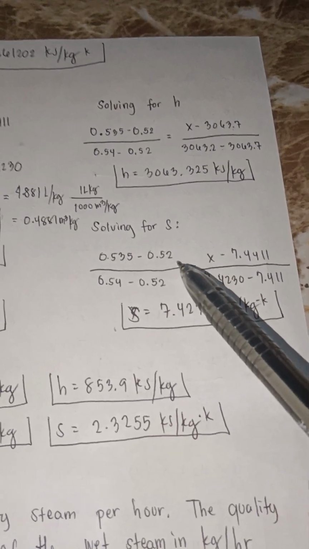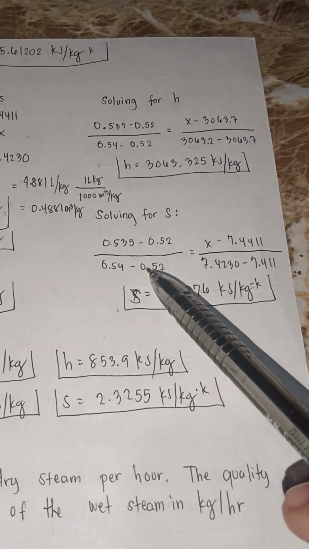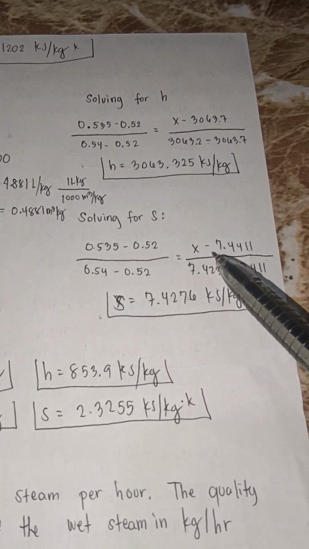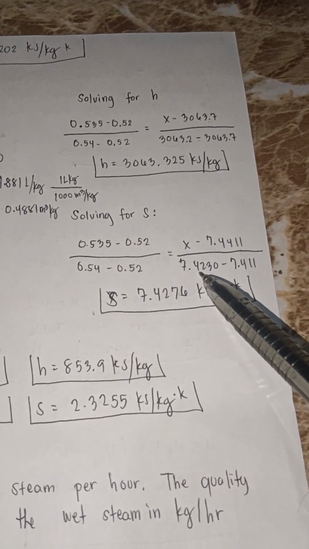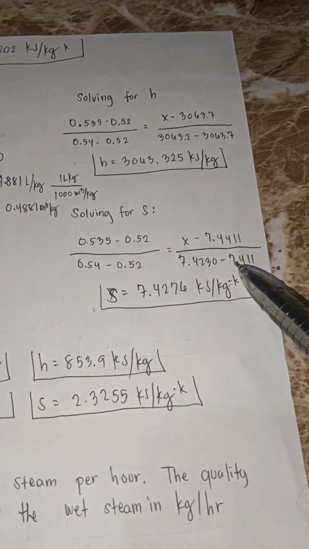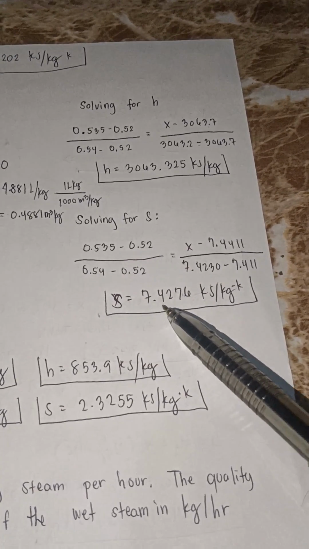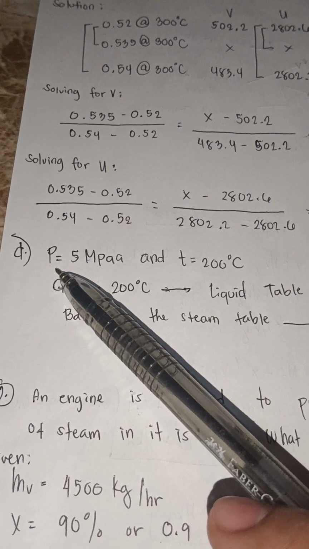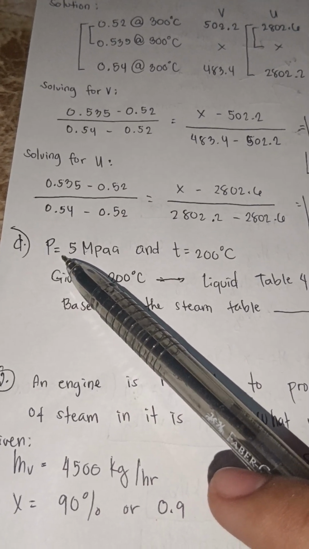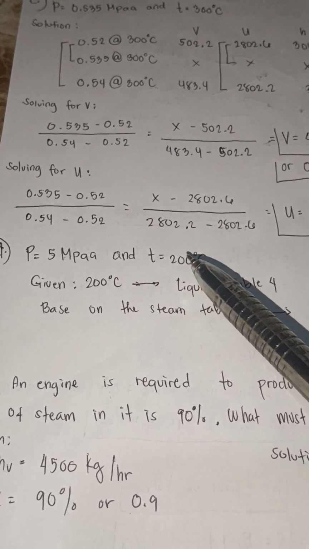So solving for the entropy, 0.535 minus 0.52 over 0.54 minus 0.52 equals x minus 7.4411 over 7.4230 minus 7.4411. So we came up with the entropy of 7.4276 kilojoules per kilogram. So D, so at 5 megapascal absolute at 200 degrees Celsius.